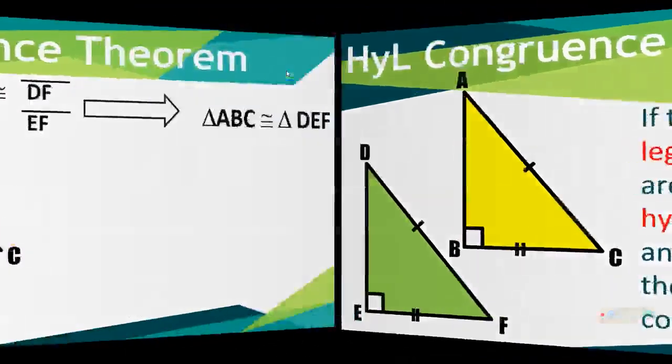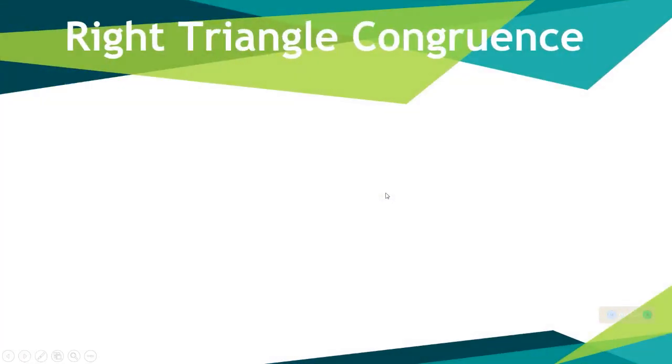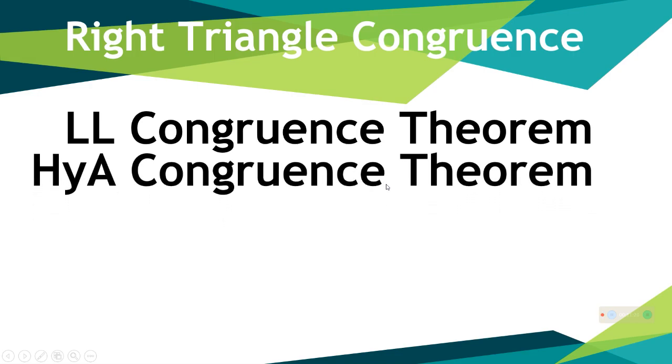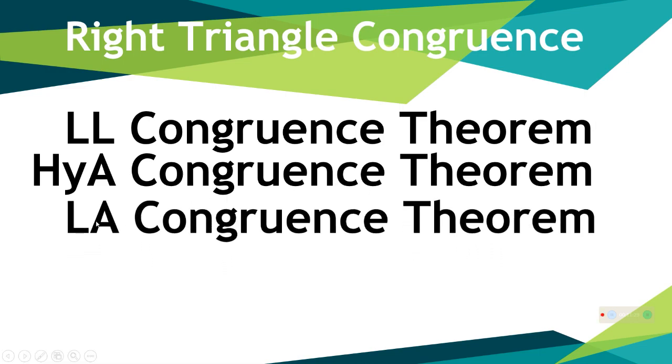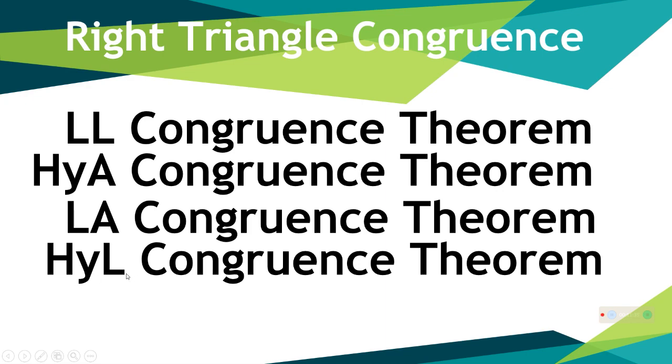Okay? So the proofs. We have segment AC, which is the hypotenuse, congruent to segment DF, which is also the hypotenuse of the second triangle. And number 2, segment BC of the first triangle and segment EF of the second triangle are congruent. So that's why we may say that triangle ABC is congruent to triangle DEF. Any question? Okay, so again, the right triangle congruence theorems are the following: LL, or the leg-leg congruence theorem, followed by HYA, or hypotenuse-angle congruence theorem, followed by LA, or the leg and acute angle congruence theorem, and the last is the HYL, or the hypotenuse-leg congruence theorem.